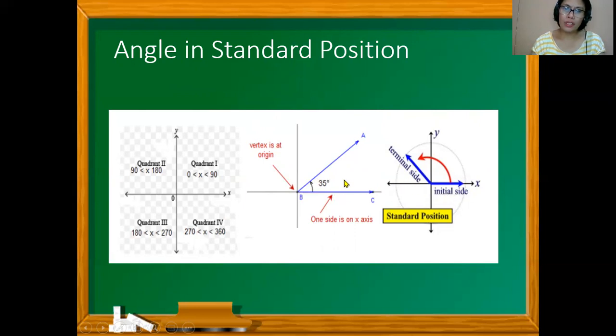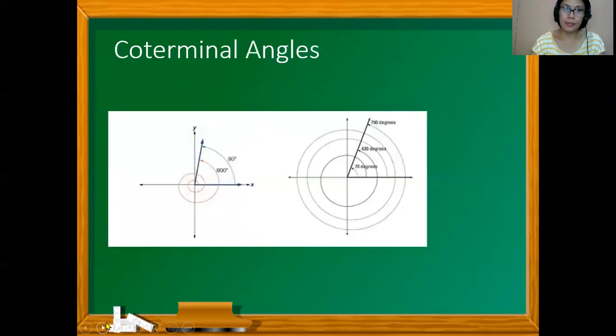So we call this angle in standard position. Now, each angle in each quadrant here can be considered as an angle in standard position, provided that the initial side lies along this positive x-axis. How about coterminal angles?